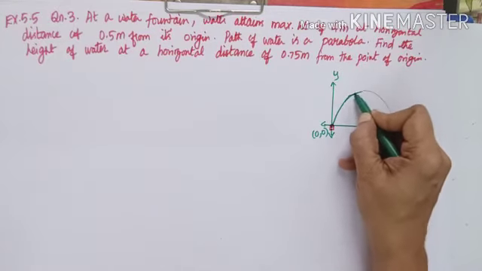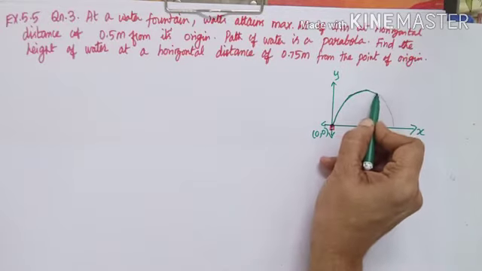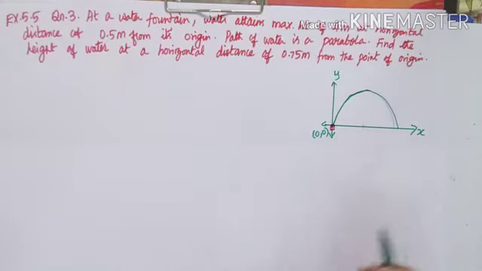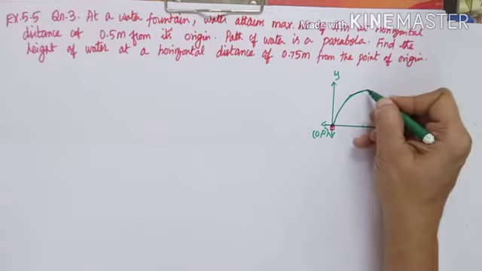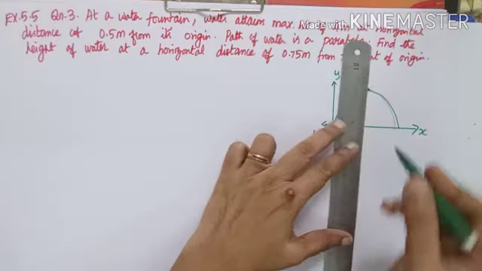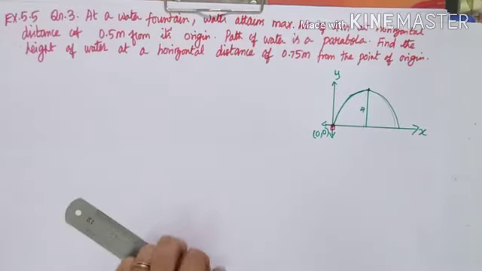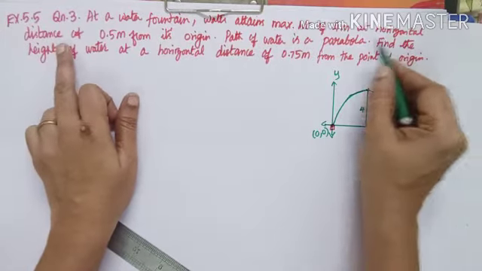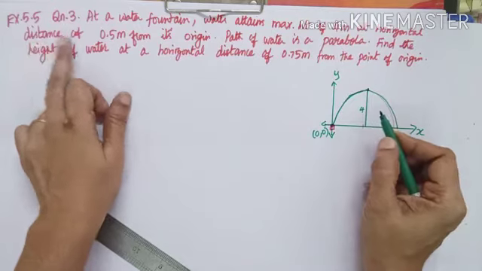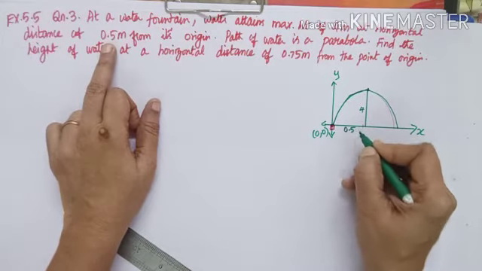We know in all fountains, water goes up to a certain height and then it falls down. As I see, this is the maximum height. What is given as the maximum height? 4. So if I join, this height is nothing but 4. The next idea: when it is attaining the height 4, the horizontal distance is 0.5 meters.